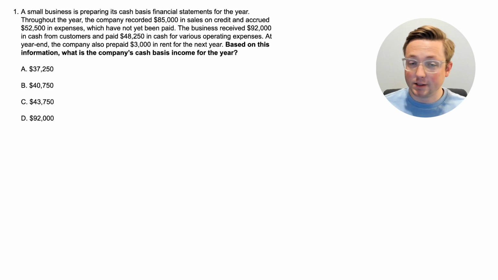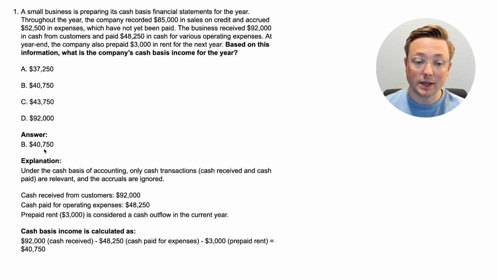Now, this is something that's probably not too difficult for this topic. I bet that just by reading through this, you could probably figure it out. If not, that's okay though. We're going to go ahead and go to the answer to get a base for the rest of this video. All right, here we are. The answer is B. $40,750 would be the cash income.